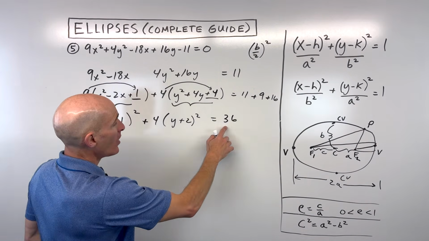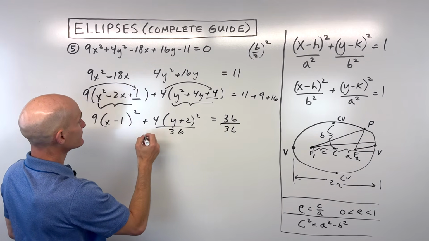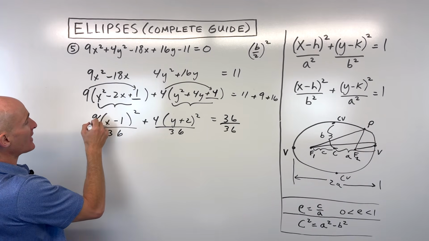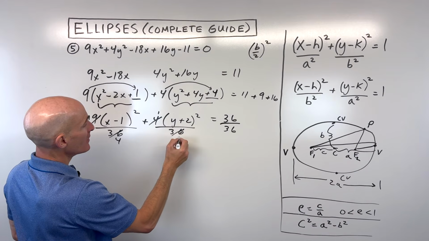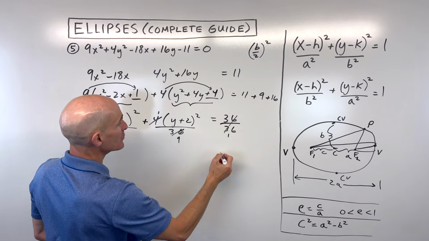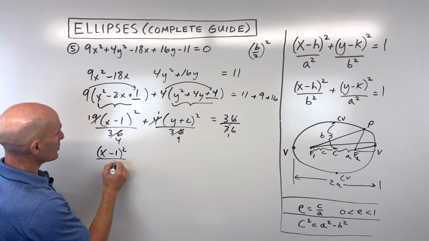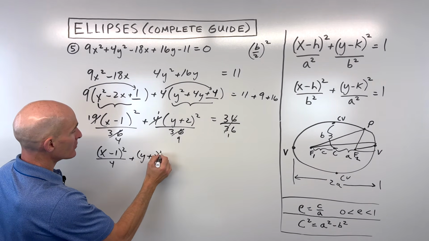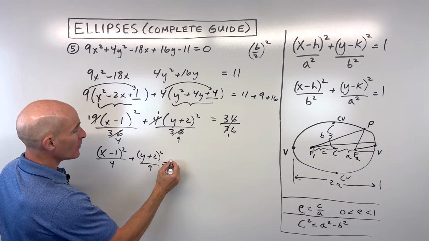Now remember, ellipses, we always want these to equal 1. So to get this equal to 1, let's divide everything by 36. And let's reduce. So 9 goes in here once, 9 goes in here 4 times, 4 goes in here once, 4 goes in here 9 times, and this equals 1. So our final equation here looks like this: x minus 1 squared over 4 plus y plus 2 squared over 9 is equal to 1.